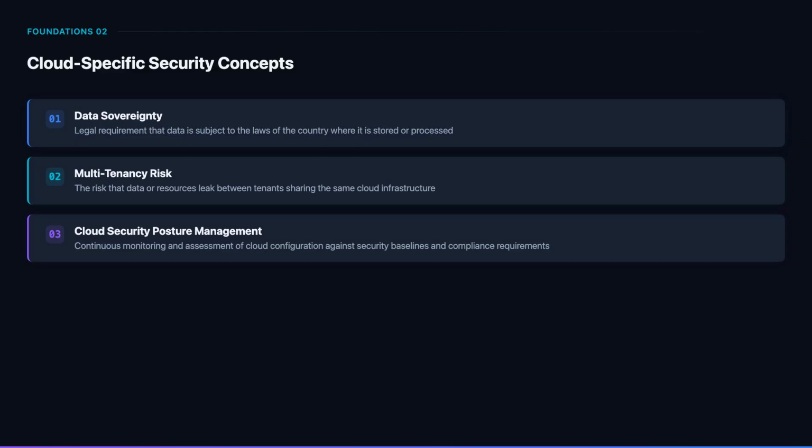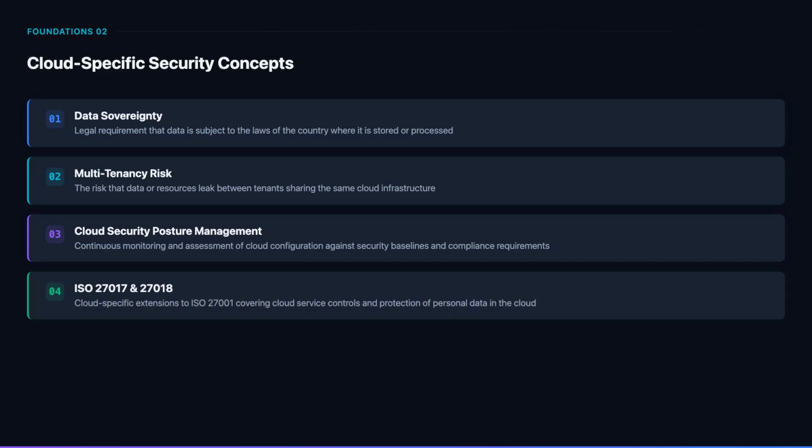Cloud Security Posture Management, or CSPM, continuously monitors your cloud configuration against security baselines. It detects misconfigurations like public storage buckets, overly permissive security groups, and unencrypted databases. CSPM tools are essential for maintaining ISO 27001 compliance in dynamic cloud environments where configuration changes happen constantly.